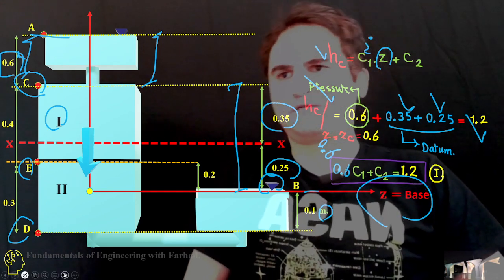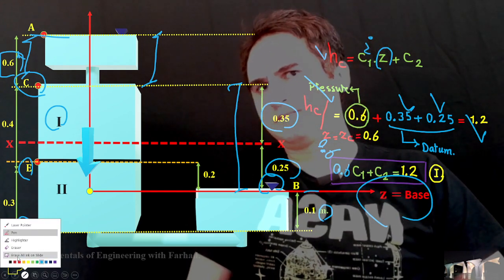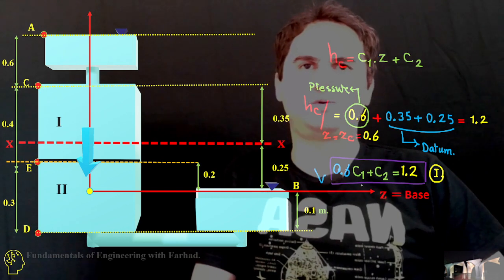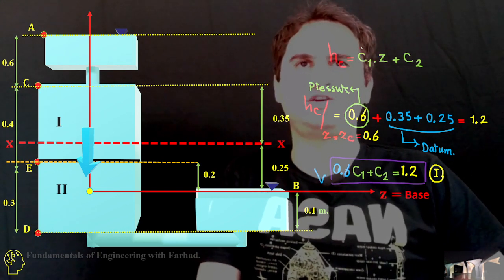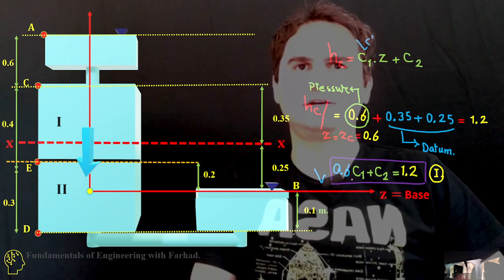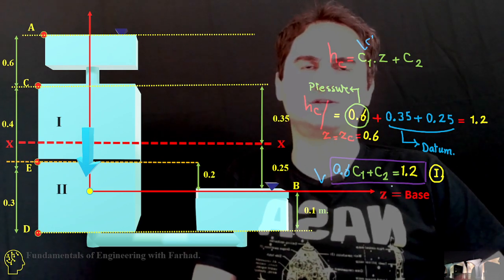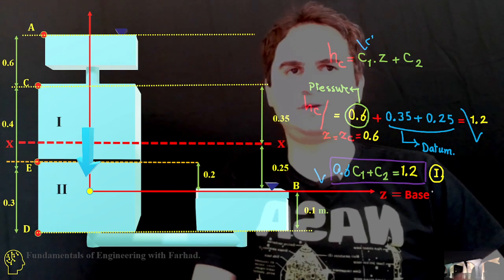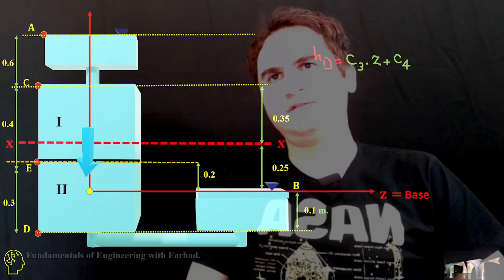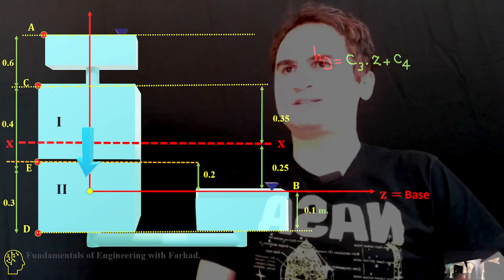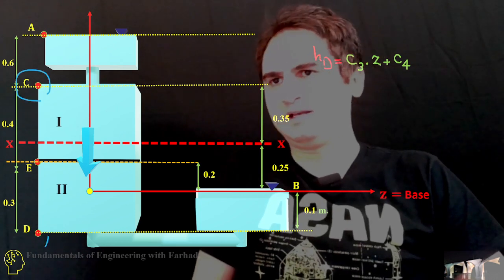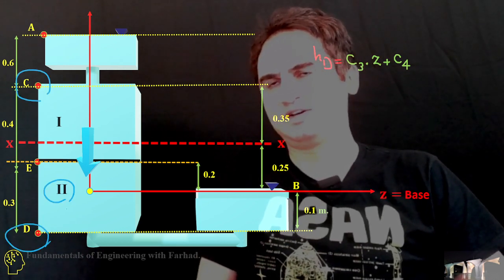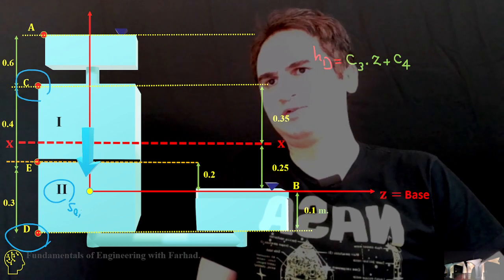So this is our first equation, which gives us 0.6 times c1, which is i, so 0.6 times c1 plus c2 is equal to the total head of point C, which is 1.2. That's our first equation. Let's move to the end of the last layer. So this is soil 2.